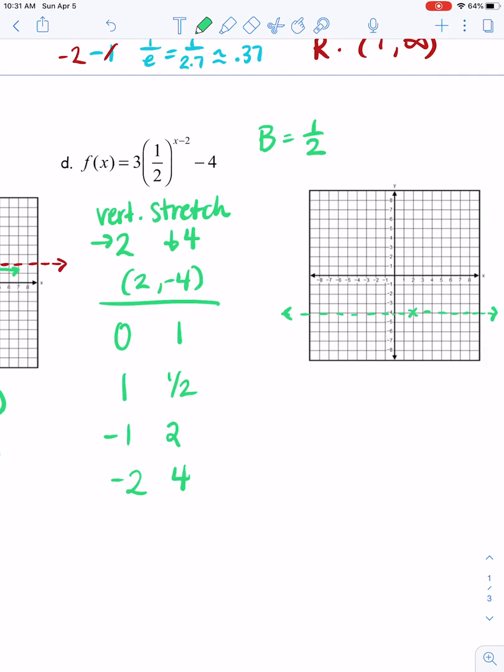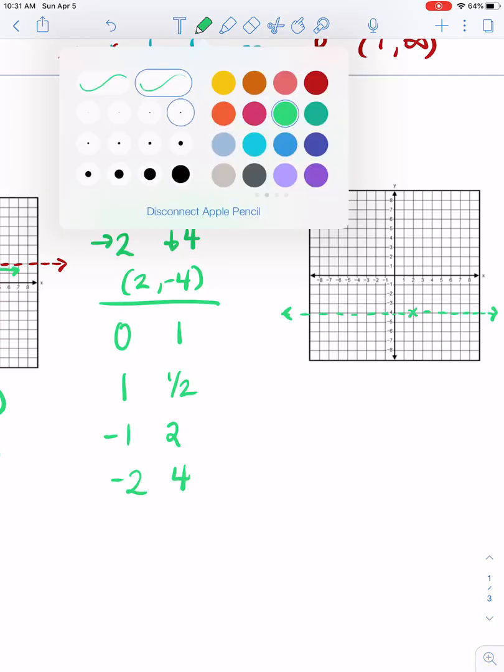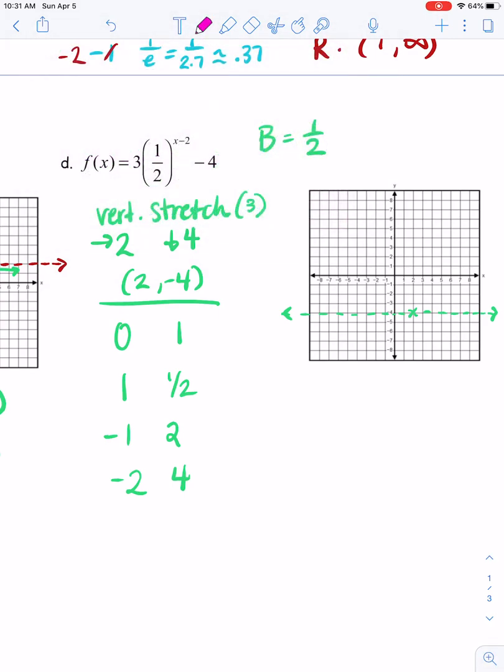Before I plot these points, I have another transformation that I need to apply, and that's a vertical stretch of 3. A vertical stretch of 3 means all my y values are going to get multiplied by 3. So if I change colors, this is now going to be a 3. This is now going to be a 3/2. This is now going to be a 6. And this is now going to be a 12. And so now I can plot those points from my new origin.